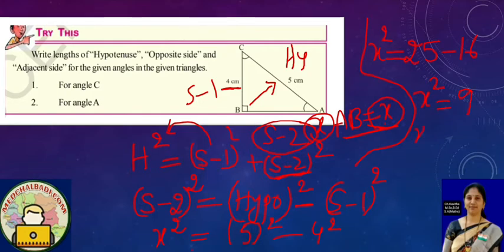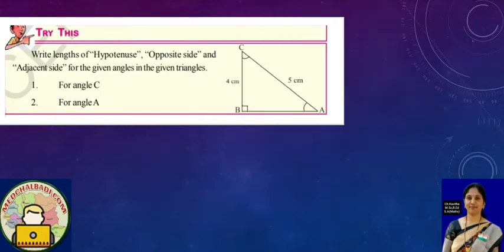So what is the x value? Here, as in previous problems, x is equal to plus or minus root 9. Here there is no need to take minus because all these values are lengths of a triangle, and length is always a positive number. So just write root 9. Root 9 value is 3, so x is equal to 3 here. That means the length of AB is 3 centimeters.